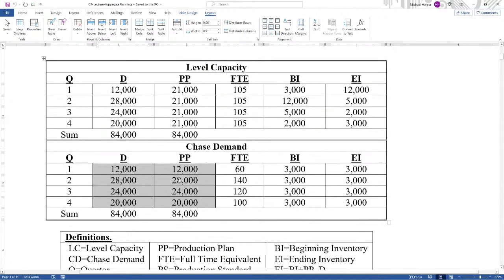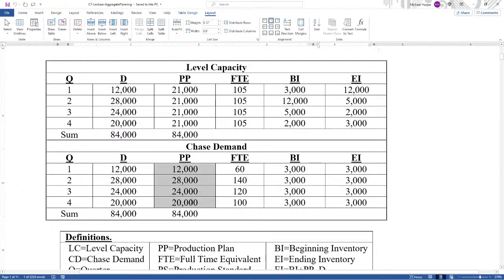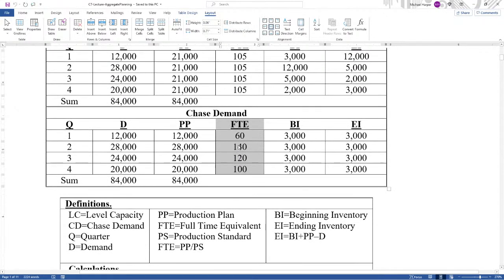But what's the definition of a chase demand? Well, the definition of an aggregate planning strategy is in the capacity. So again, we divide our production by a production standard of 200, and then the productivity gets transformed to capacity, which is our FTEs. So this is the definition of a chase demand pure aggregate planning strategy.